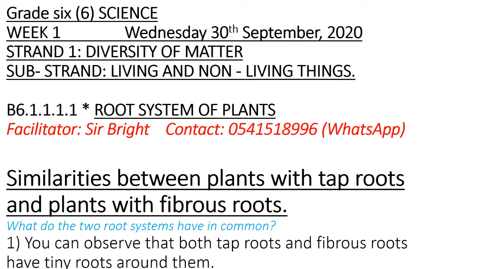So if I may ask, if you are given the opportunity to become one of these root systems, which of these two would you love to become? I hope you got my question. If you were given the opportunity to turn yourself into one of these roots, which of these roots will you love to become and why?